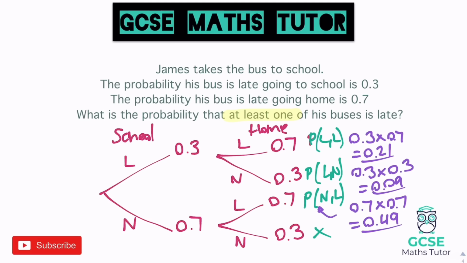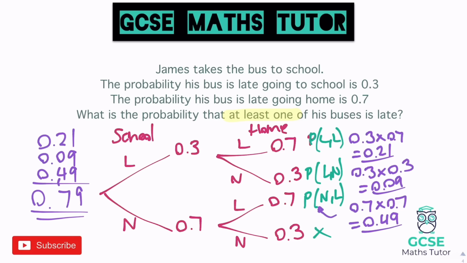again, we just add them all up. So 0.21, 0.09, and 0.49. And altogether that adds up to, let's have a look, 8, 9, carry the 1, 4, 5, 6, 7, so 0.79 is our final answer for this one.